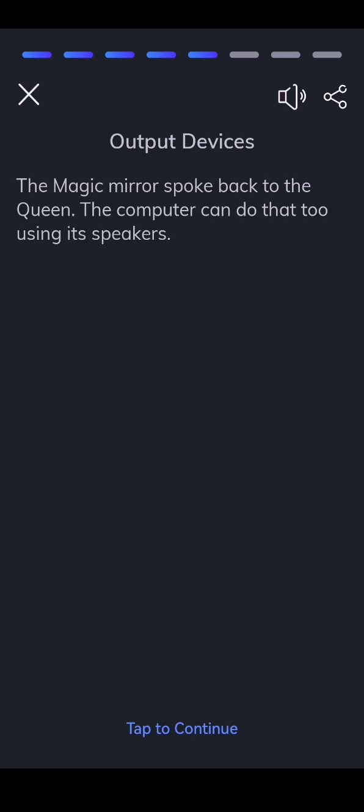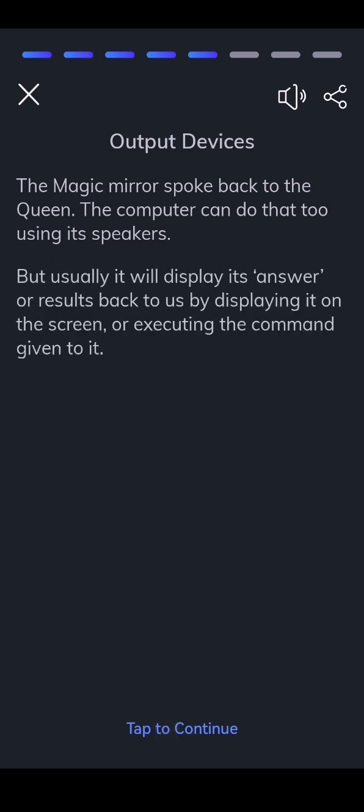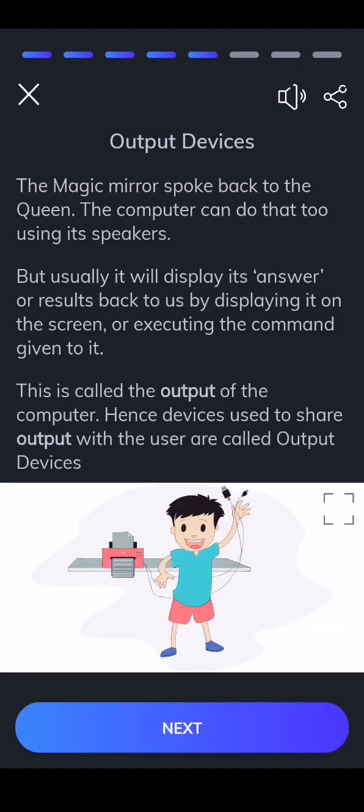The magic mirror spoke back to the queen. The computer can do that too using its speakers. But usually it will display its answer or results back to us by displaying it on the screen, or executing the command given to it. This is called the output of the computer. Hence, devices used to share output with the user are called output devices.